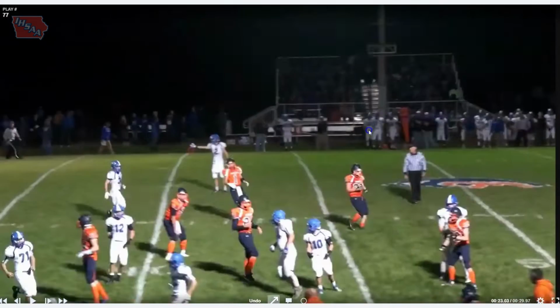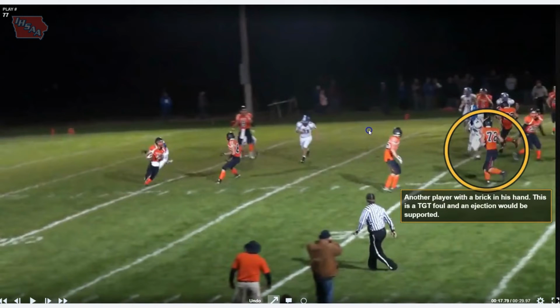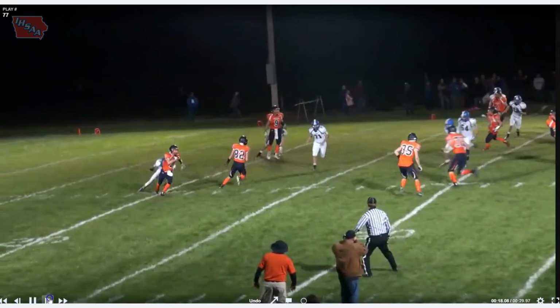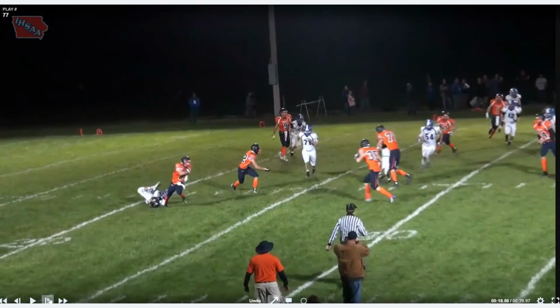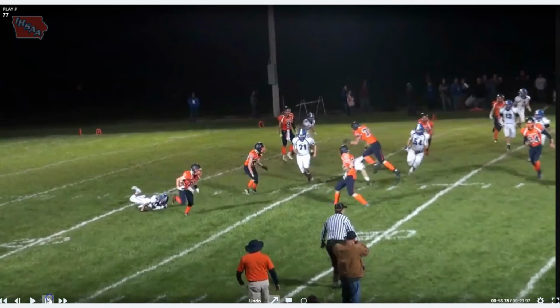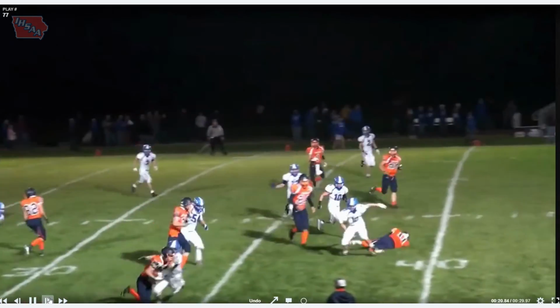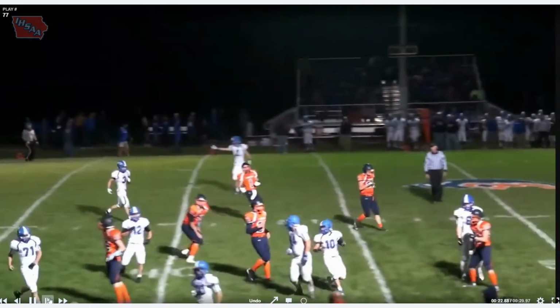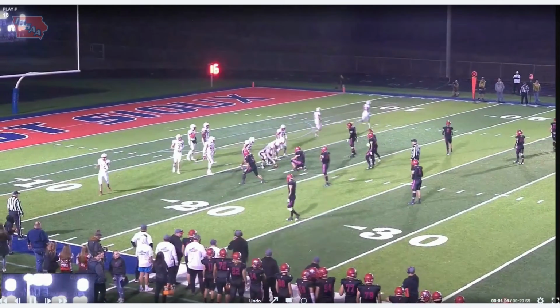So again, why this would be a targeting foul. We have a blindside block with targeting. Watch him launch. I mean, crouch, launches up, hits him high. Player, he's just annihilated. Big guy on a small guy, which doesn't matter if it's a legal block, but that's not a legal block. We've got to get those.